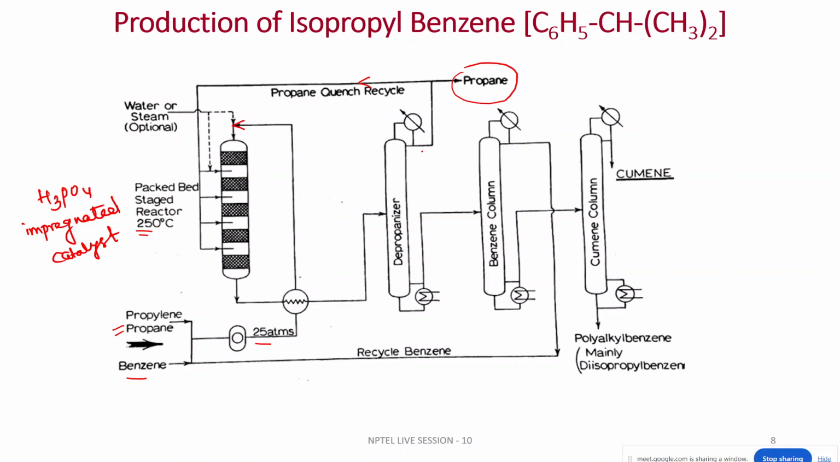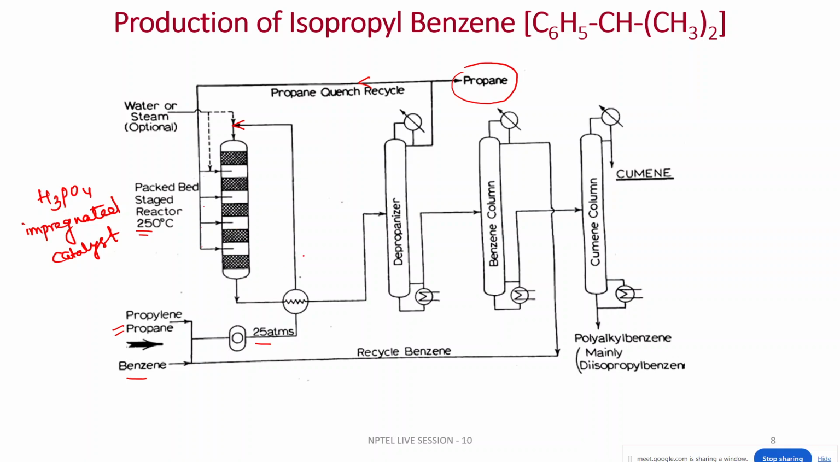Now the importance is that the propane here is added as an inert, and the dilution we have done by propane is to minimize the polycumene, that is, to minimize the polymerization reaction that we have just discussed, the side reaction which is nothing but the polymerization reaction. This polymerization reaction can be minimized the more we do dilution using propane. So that's why you can see that the recycle stream of propane is sent at each and every stage as much as possible.